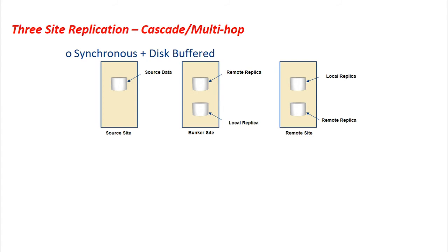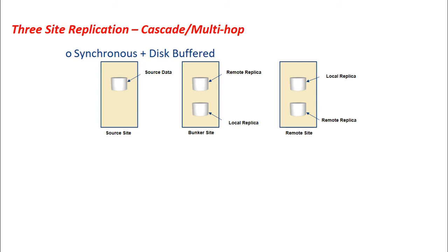Synchronous and disk buffered, or cascade or multi-hopping. In cascade multi-hop three-site replication, the data flows from the source to an intermediate storage array, which we call a bunker site, in the first hop, and then from the bunker to the storage array at the remote site in the second hop. There are two hops, hence the name multi-hop. In the first hop, data flows from the source to the intermediate bunker site, and in the second hop, the data is sent from the bunker site to the remote site.